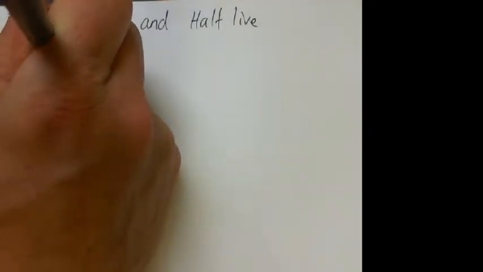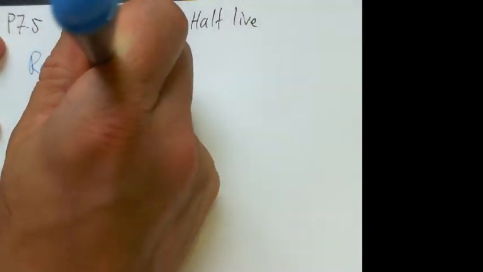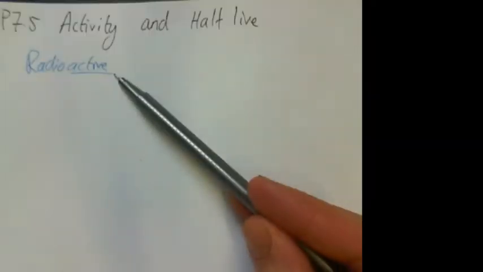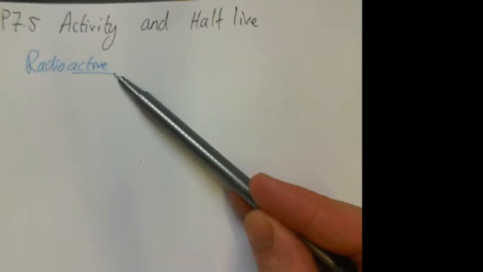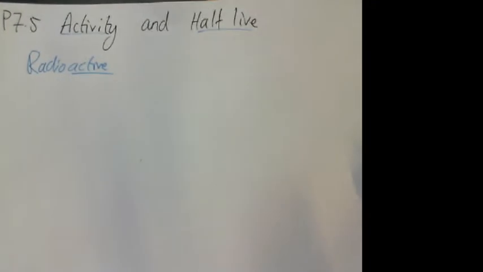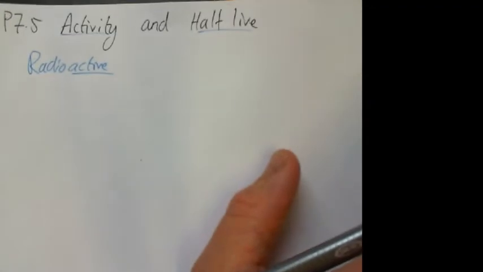Okay, so P7.5, activity and half-life. If you remember, we said right at the very start of this module that radioactive means always active. It means it's always emitting radiation, and there is nothing that you can do to affect how much radiation it is emitting. But there is one thing that the activity rate depends upon, and that is how many radioactive nuclei you have. And that would decrease as they're getting used up.